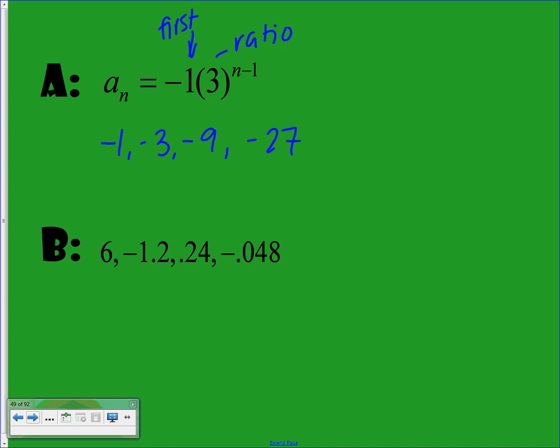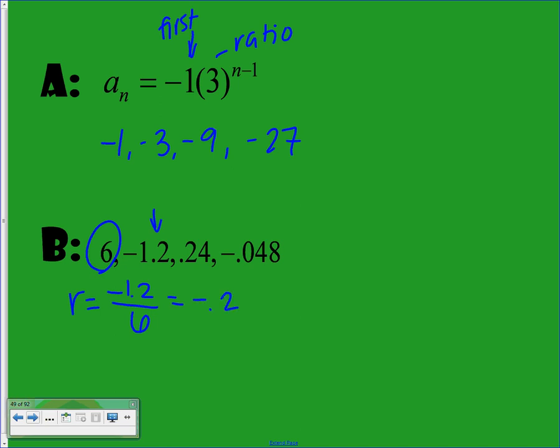So hopefully pretty straightforward. Example B wants you to actually give it the explicit formula. This time it's giving you the sequence and you want to write the formula. So what you need to find out are two things. You need to find your first term, which is pretty easy to find, which is 6, and then you need to find your ratio. To find your ratio, we said you take your second term, which would be -1.2, and divide it by your first term, which would be 6. If you divide those out, our ratio is going to be -0.2.